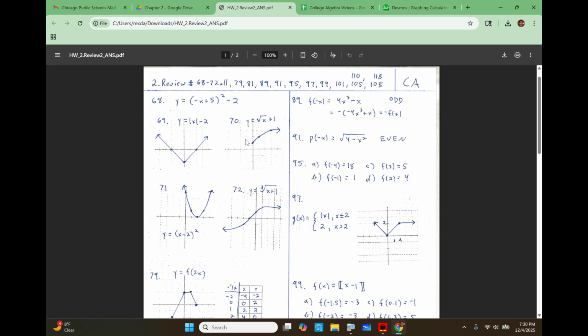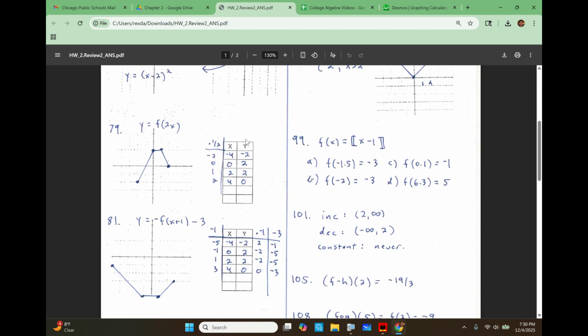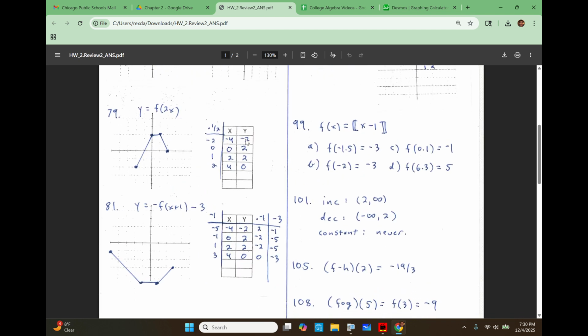Let's check this next one here. Okay, so now we're going to do some generic functions. So let's look at this 79. I'm given this generic graph here. So I'm going to keep track of the points negative 4, negative 2, 0, 2, 2, 2, and 4, 0. Those are the 4 corner points for that blue graph.